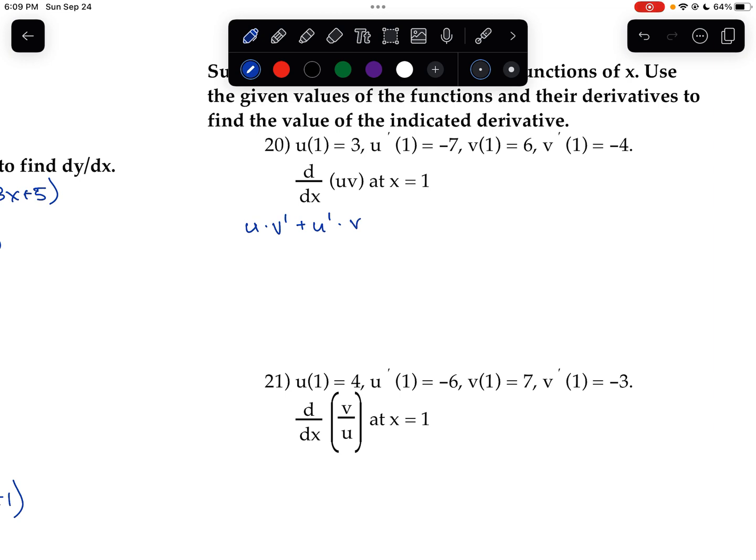Okay, so then at x equals 1, u at 1 is 3. v prime at 1 is negative 4. Plus u prime at 1 is negative 7, and v at 1 is 6. So we got negative 12 minus, what is that, 6 times 7, 42. So negative 12 minus 42, so that's going to be equal to negative 54.